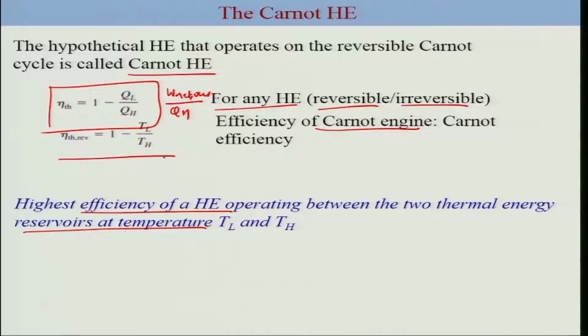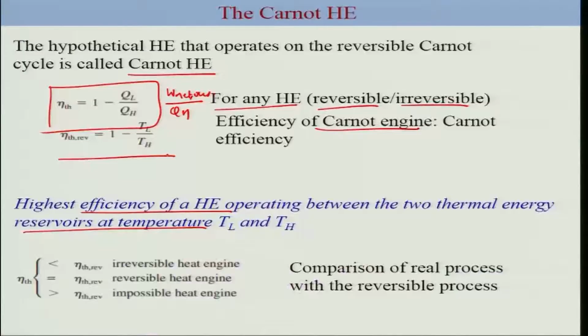You can clearly see that if you increase the temperature of the high temperature reservoir, the efficiency will increase, or the other way around, if you decrease the temperature of the low temperature reservoir or sink, then the thermal efficiency will increase. Now we can compare the real process with this reversible process. The efficiency of an irreversible heat engine should be lower compared to the reversible one, and a greater efficiency would be an impossible heat engine. You cannot have any heat engine with efficiency greater than that of the reversible one. So that is a comparison with the Carnot heat engine.